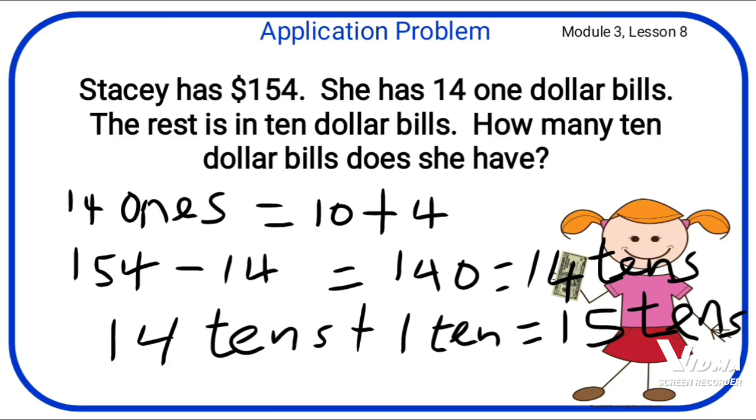We know that 14 ones is one bundle of 10 plus 4 ones. That is true. And since Stacy has a total of $154, only 14 $1 bills. If we remove the 14 $1 bills from 154, we'll have $140 left.